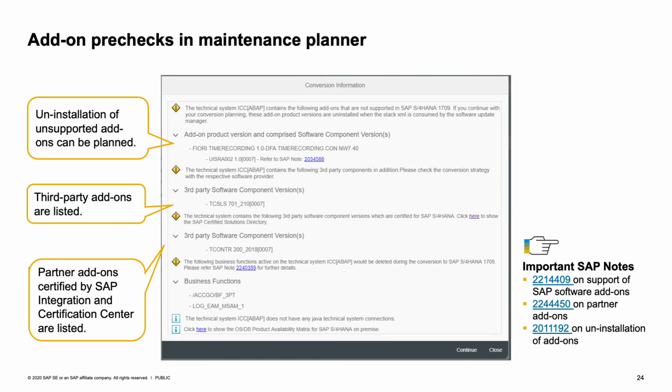So this is how the result of add-on checks looks in the systems. As you can see, it provides a list of add-on product versions that can be uninstalled. You can see right at the top of the pop-up window here. In this example, the add-ons which can be uninstalled are displayed with all the relevant information. You also have the link to the note number. Then come the third-party add-ons that you can see here, and the certification status is also indicated very clearly. And right at the bottom, you can also see the results of the business function checks.